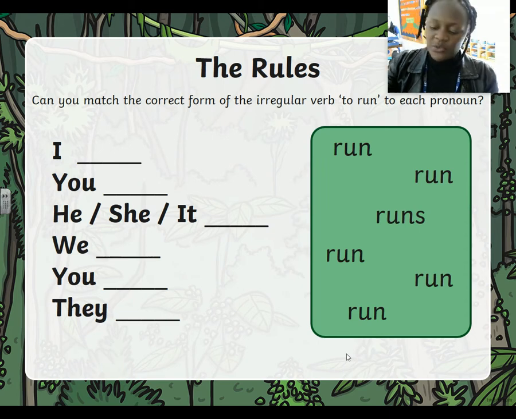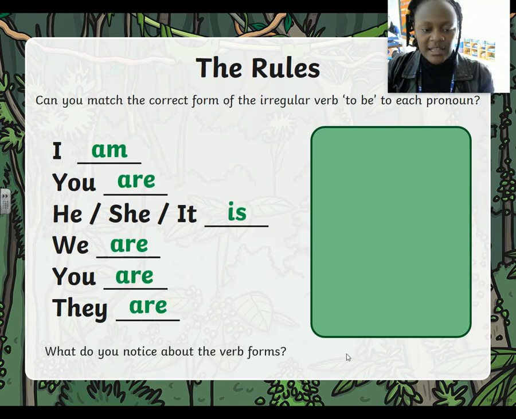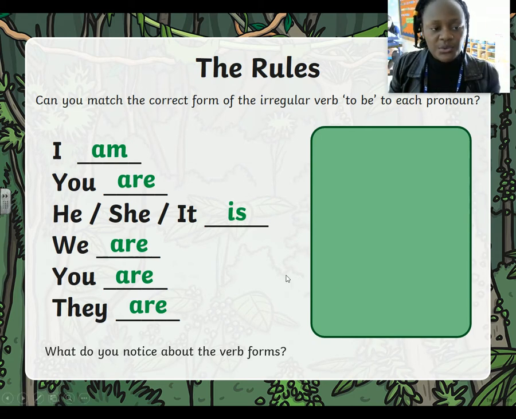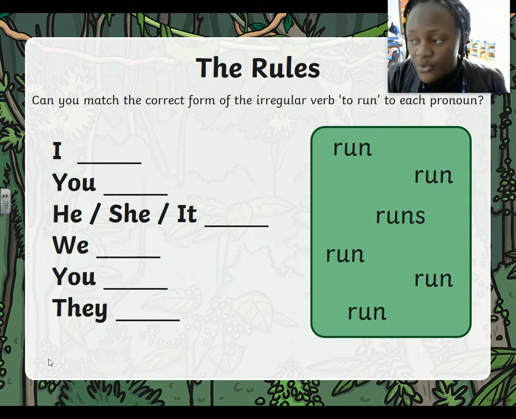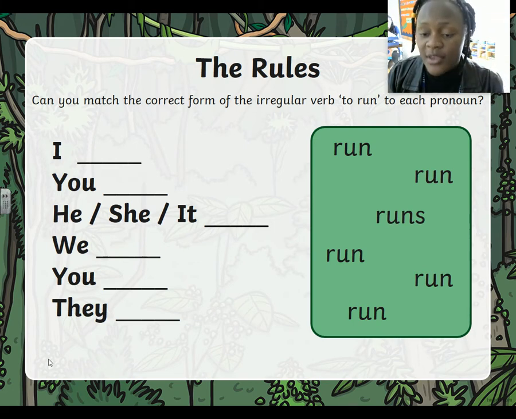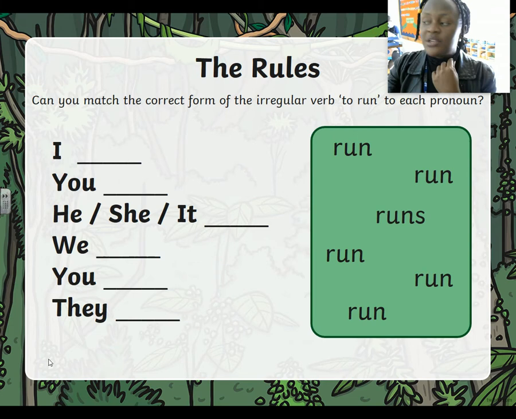Now, since we know all about this, we're going to try and add verbs to all this. Let's add verbs to these pronouns, and then we'll see that some verbs will just stay like they are, and some verbs will have to add s or es. So let's first of all use the verb run.